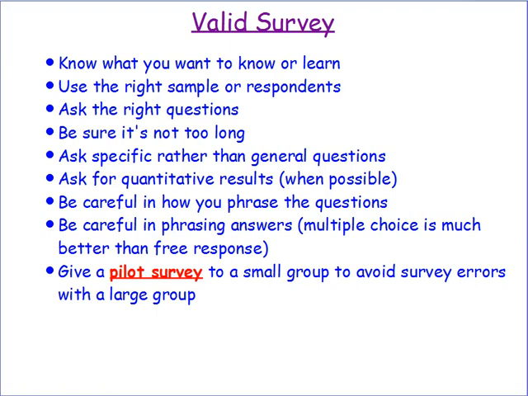We like to ask for quantitative results when possible. Not always the case. It is possible. If you want to know somebody's gender, that's male or female. But quantitative results can be analyzed better than categorical data. So if you can ask for something quantitative, that's always best.